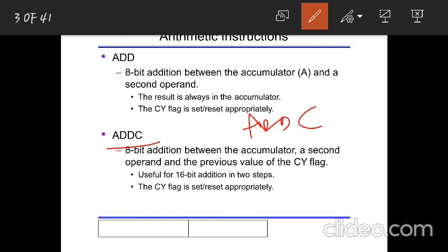ADDC is useful for 16-bit addition in 2 steps. We did it in 2 steps. One was I added 01 and 02, the LSB terms of two different values. Then again I added 20 and 20, so I got the result as 40. That is the second addition. The carry flag is set or reset appropriately, and again different flags can be affected in the PSW register using this instruction.